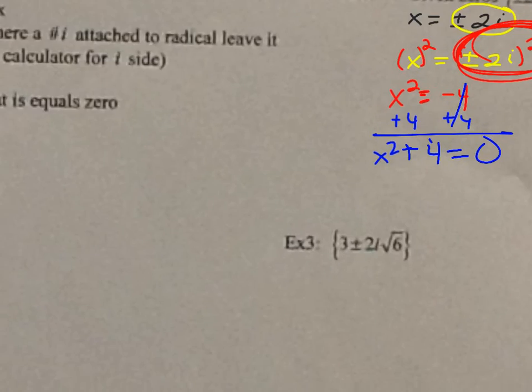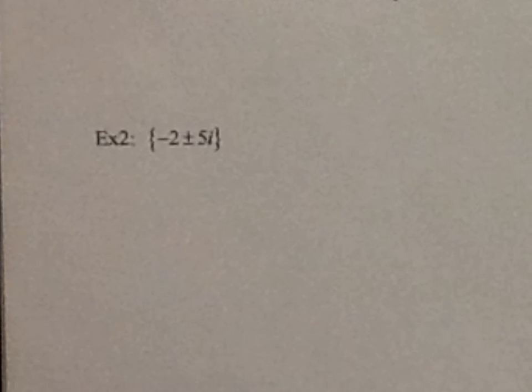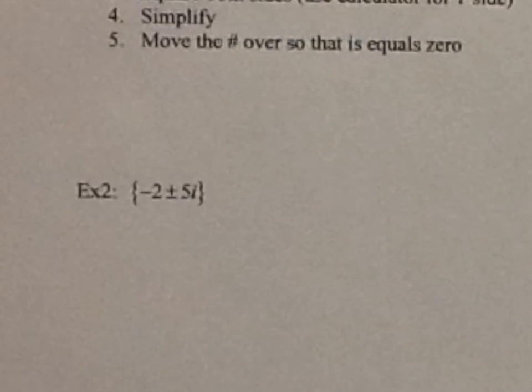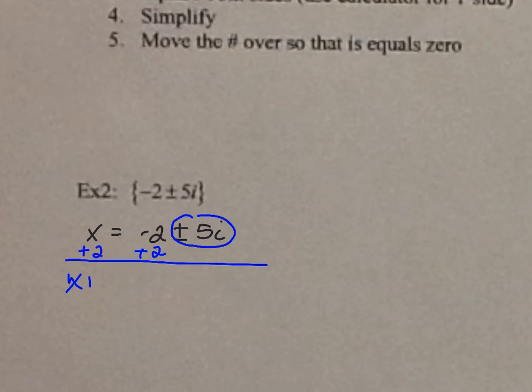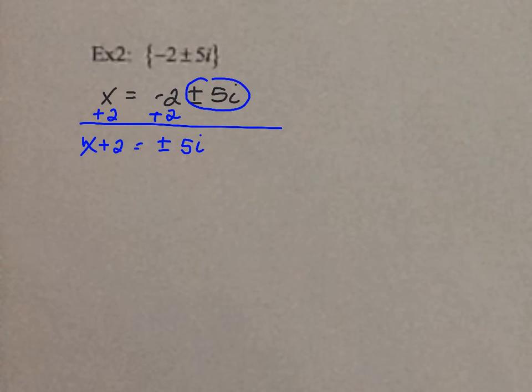All right, so let's take a look at number 2. My zeros, which I'm going to set equal to x, are x equals negative 2 plus minus 5i. Now, you want to get this isolated first, so you have to get rid of the minus 2. So add 2 to both sides. So you have x plus 2 equals plus minus 5i. So what did I say before? How do we get rid of the i? To get rid of the i, you're going to square both sides.